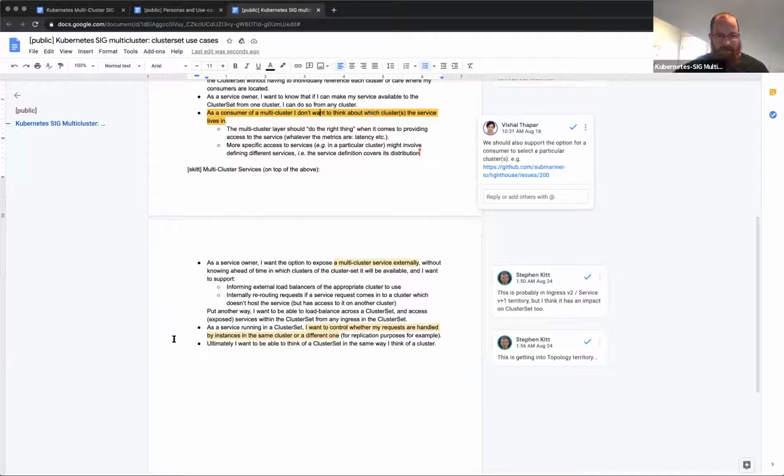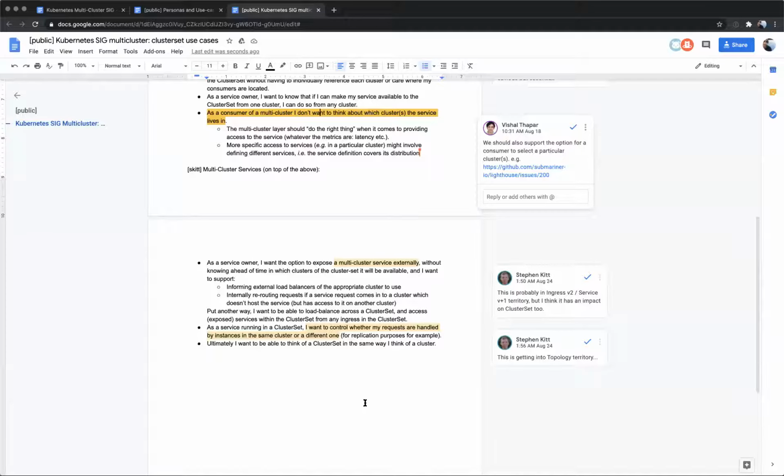Your next bullet, yeah, and so this is, yeah, go ahead. It's similar to the one we were just discussing, Vishal's comment. As a service running on a cluster set, I want to control whether my requests are handled by instances in the same cluster or a different one, for replication purposes, for example. That makes sense.